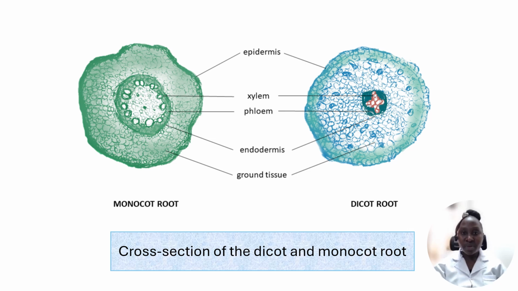Here is the microscope image. You see, this is an X shape. We said the X shape is for the xylem, and in between here, we have the phloem. And in the monocot root, we have the xylem and the phloem between the xylem around the central pith. So this is the central pith.